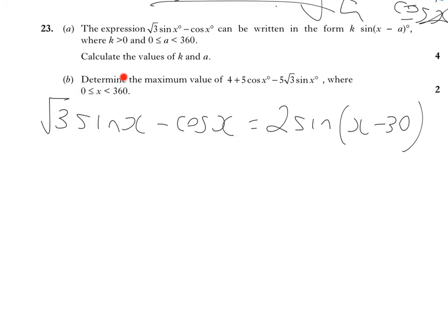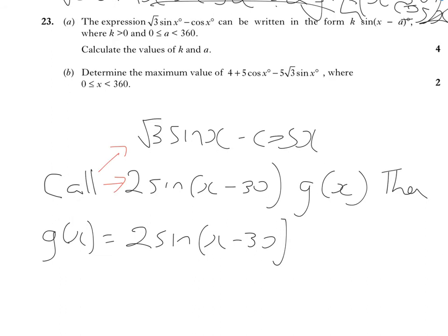Part B says, determine the maximum value of 4 plus 5 cos x minus 5 root 3 sin x, where x lies between 0 and 360. Now that kind of looks as if it's unrelated to part A, but I think it's fair bet that it's actually not, and we can use our answer for part A to proceed with part B. So the wave function root 3 sin x minus cos x is a single trigonometric function, could be written as 2 sin(x minus 30).